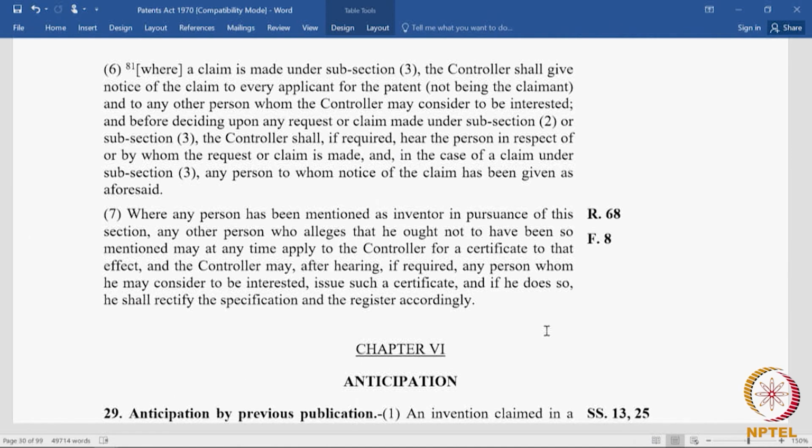7, where any person has been mentioned as inventor in pursuance of this section, any other person who alleges that he ought not to have been so mentioned may at any time apply to the controller for a certificate to that effect, and the controller may, after hearing, if required, any person whom he considers to be interested, issue such a certificate, and if he does so, he shall rectify the specification and register accordingly. Now, there are very few instances where the controller can issue a certificate. Now, this is one case where the controller can issue a certificate.